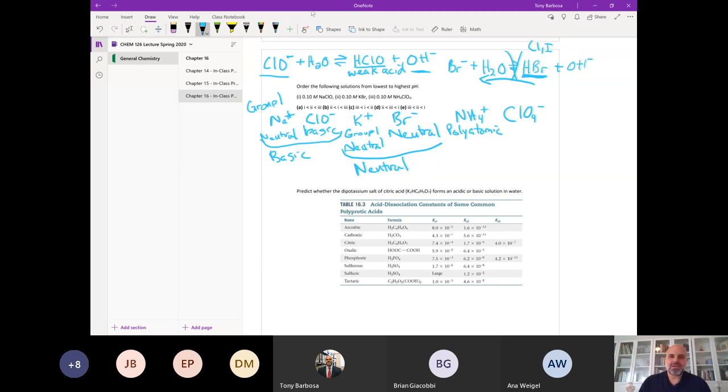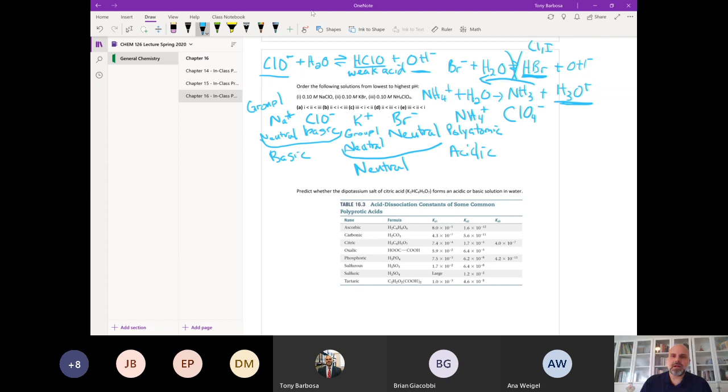So it's going to be an acidic solution. It's an acidic solution because the ammonium ion reacts with water to form ammonia plus the hydronium ion. And this hydronium ion is acidic. So we basically created an acidic solution.